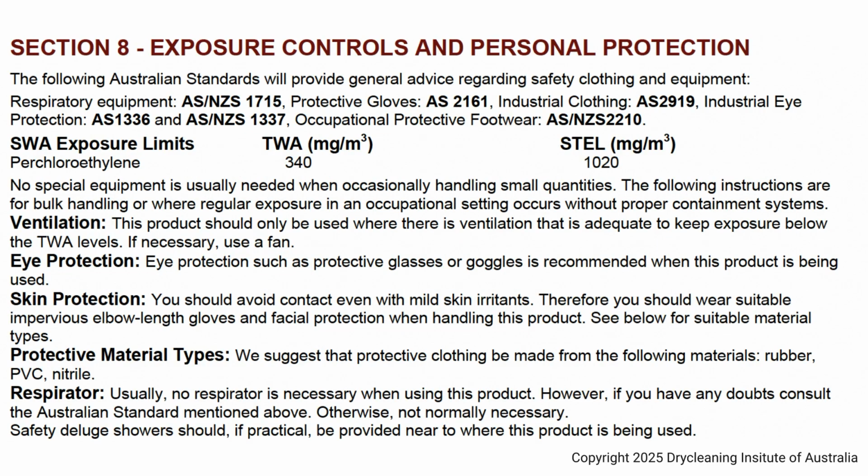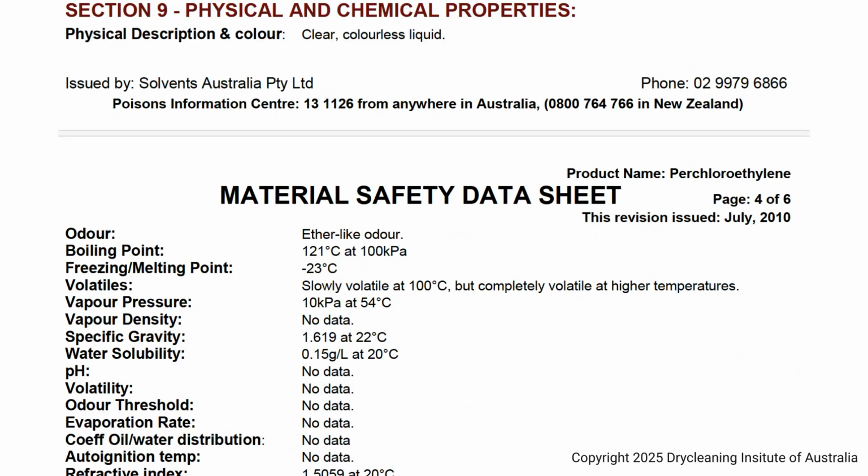Section 8, Exposure Controls and Personal Protection, provides information on control measures that can be used to reduce exposure, for example, engineering controls, information on exposure standards and guidance on required personal protective equipment, PPE. Section 9, Physical and Chemical Properties, provides detailed information on the physical and chemical properties of the chemical, for example, appearance, odor, pH, flash point, melting boiling point, or any other relevant physical data.